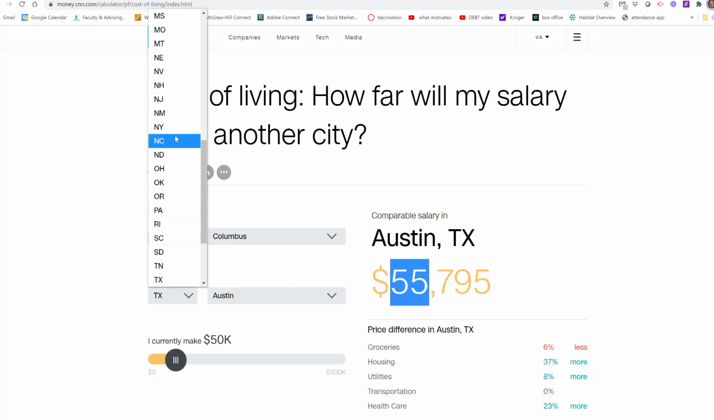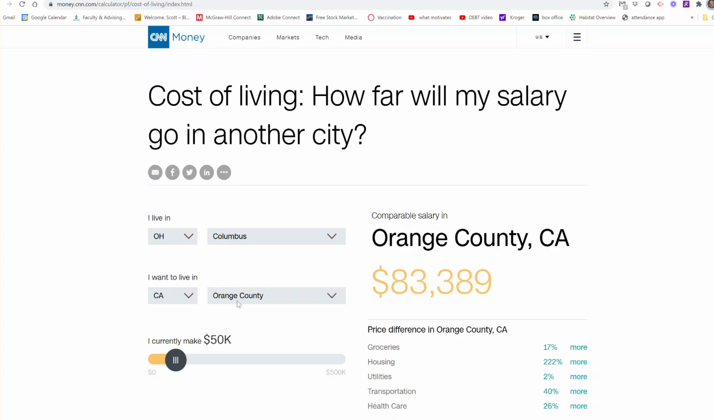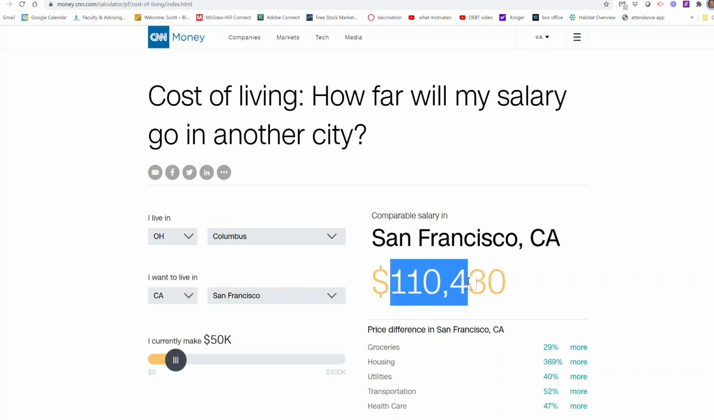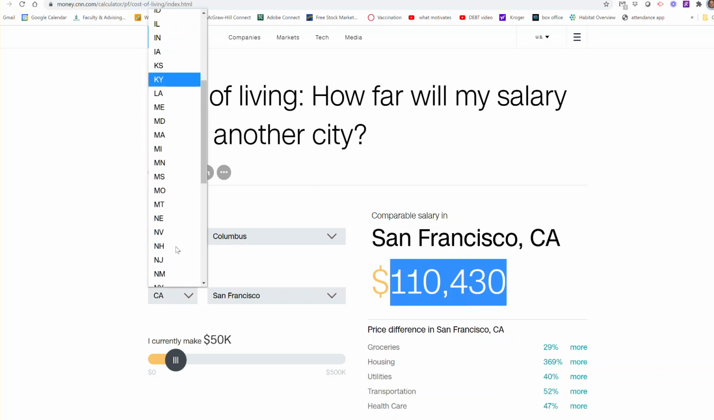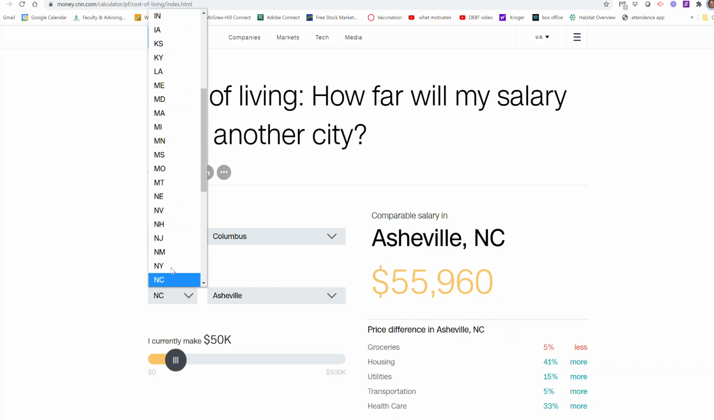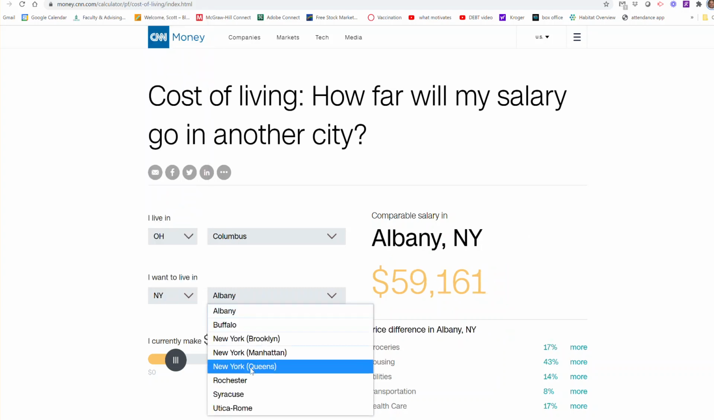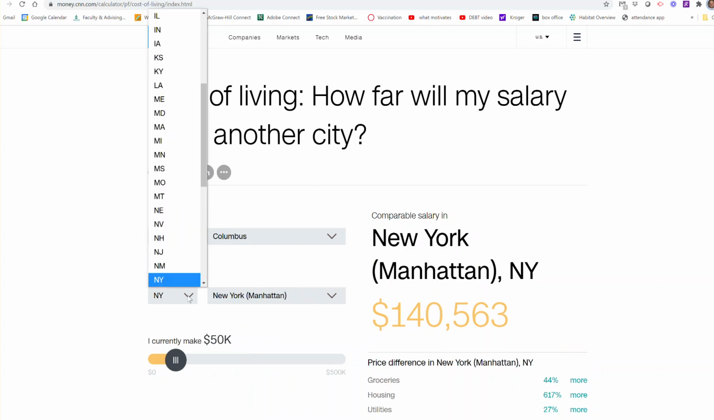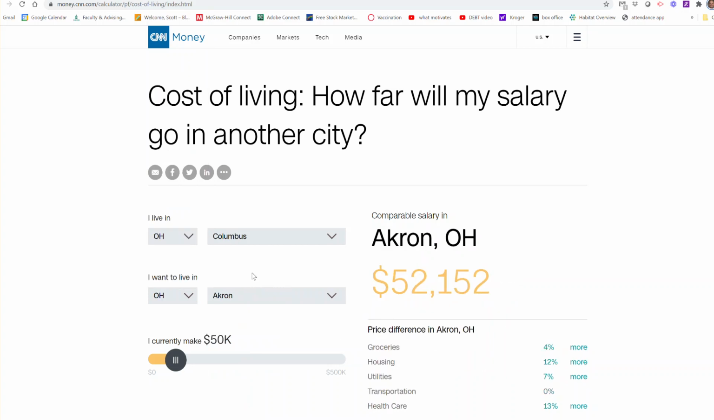So let's say you want to go to California. Let's go out to Orange County, where LA is, $83,000, compared to Columbus. San Francisco, $110,000. You have to make like twice as much in San Francisco to make it comparable to Columbus, Ohio. Go to, let's say you go to Manhattan, $140,000. I think that's about one of the most expensive ones. Or you're looking at Columbus, Cleveland, where there's Akron, a little bit more expensive, Cleveland, a little bit more expensive than Columbus. So Columbus is looking pretty good.